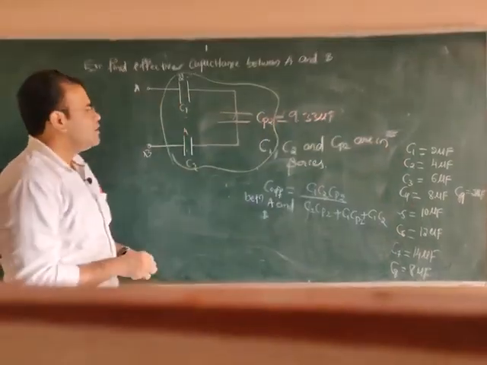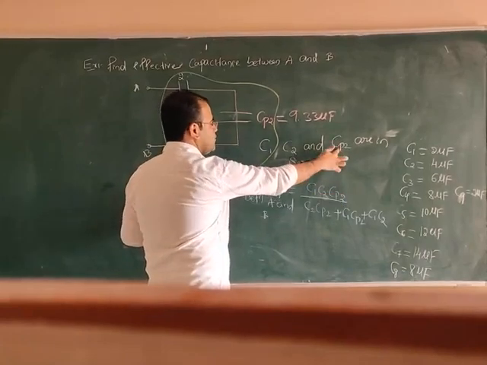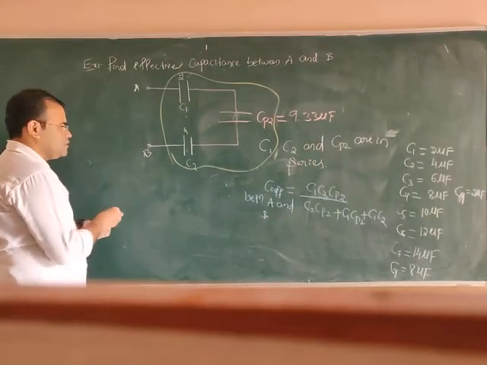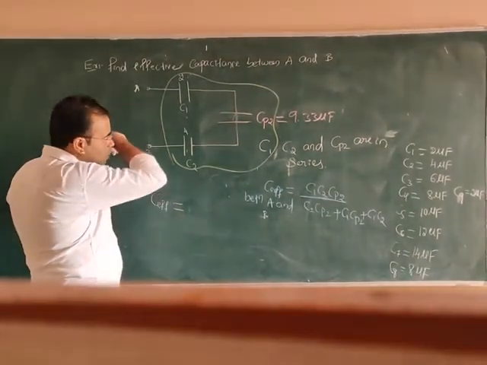We write by replacing the general formula. In place of C1, C2, C3, in place of C3 we write CP2. So in the equation we replace C3 with CP2. So C effective is equal to what is the C1 value?